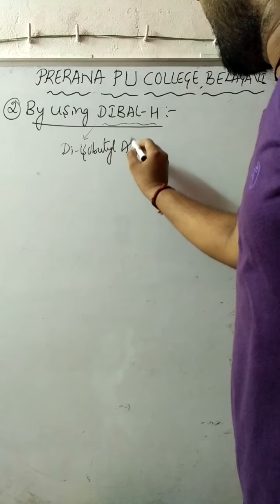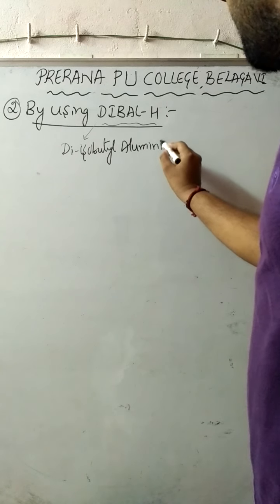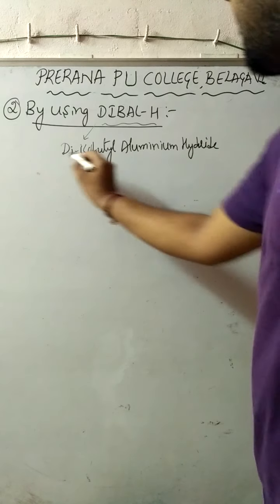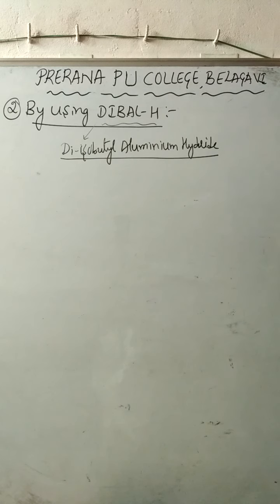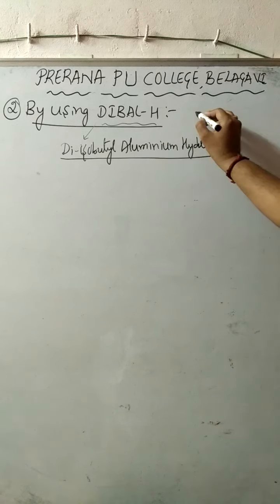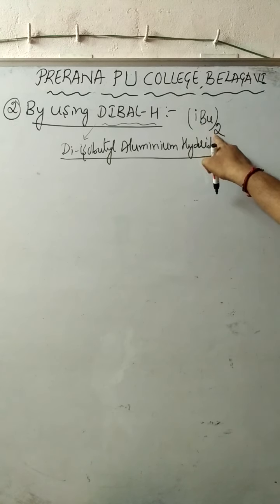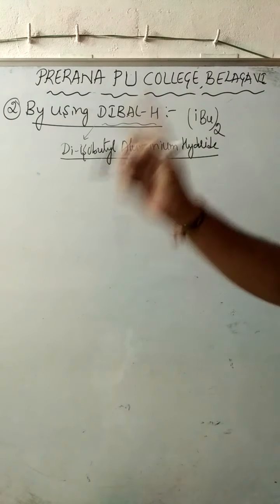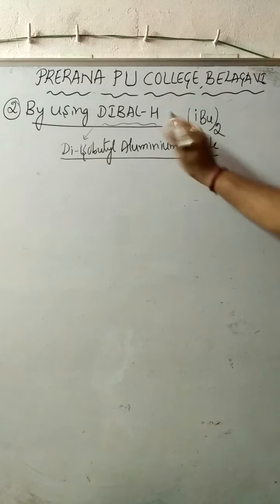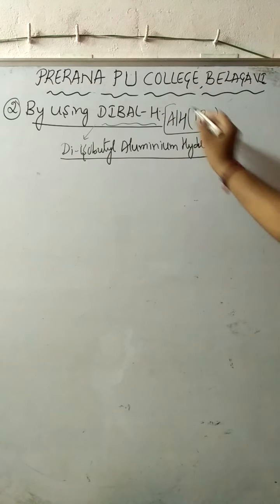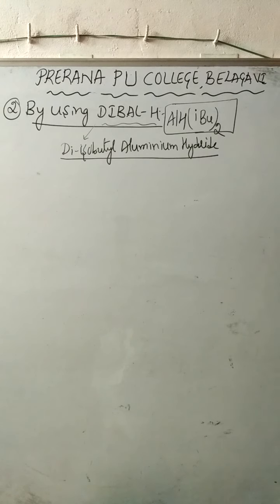di-isobutyl aluminium hydride. Di-isobutyl aluminium hydride is called DIBAL-H. So DIBAL-H can be represented as isobutyl meaning IBu, di means twice, so di-isobutyl. It is aluminium hydride. I can write it as Al for aluminium, H for hydride. This is the representation of DIBAL-H.